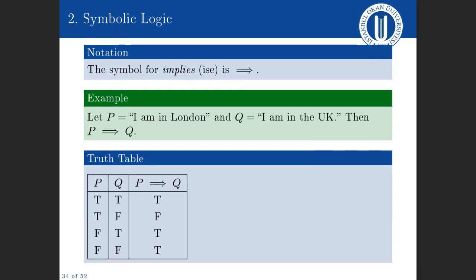The symbol for implies is this double rightwards pointing arrow. So for example, if P is the proposition I'm in London and Q is the proposition I'm in the UK, then P implies Q, because if I'm in London, then I must also be in the UK.